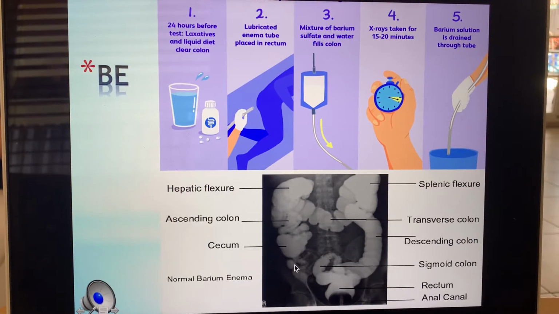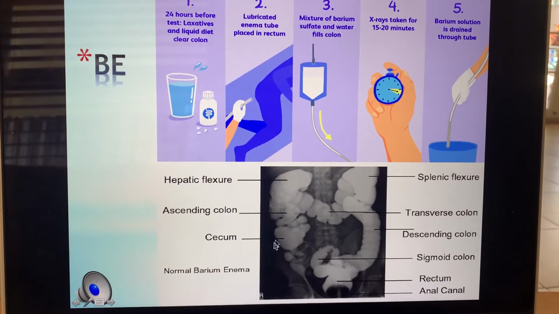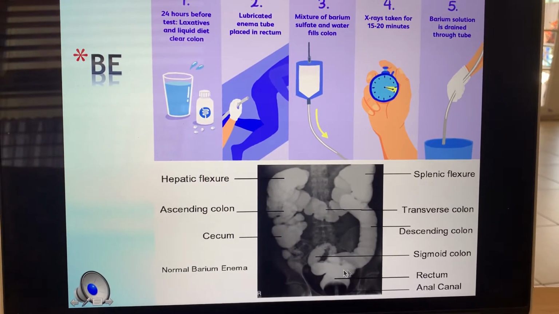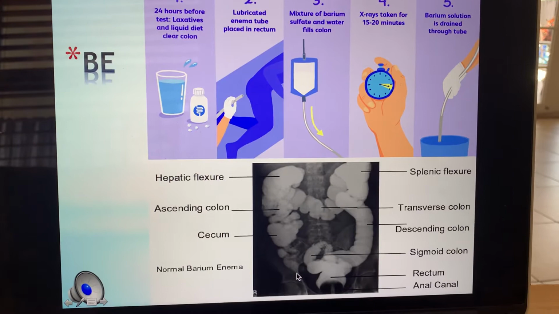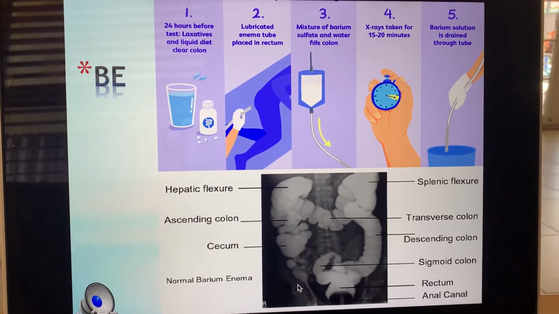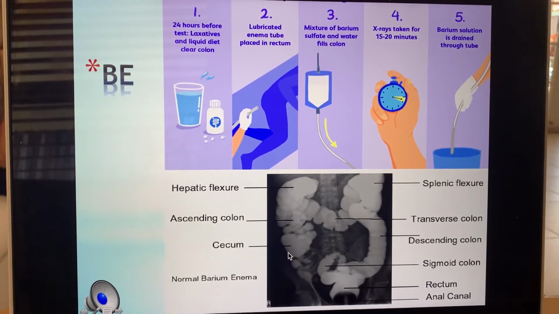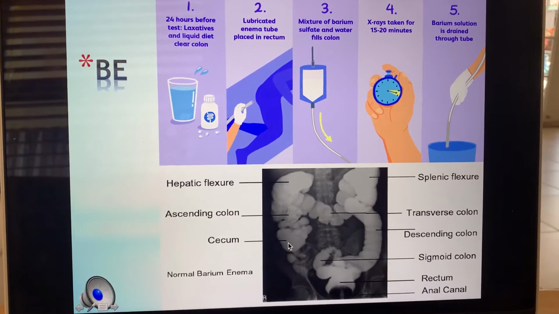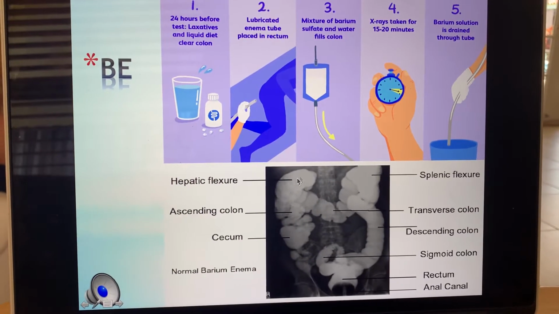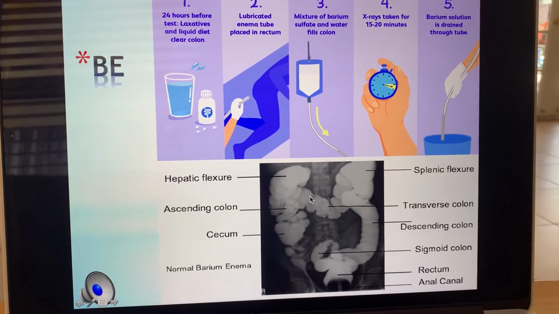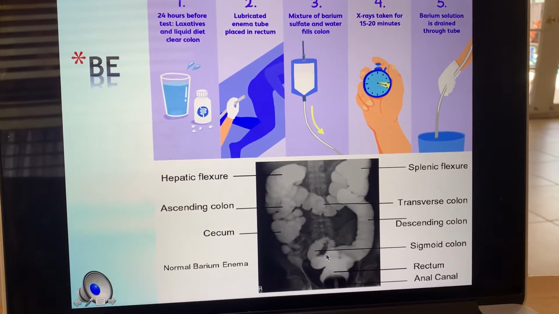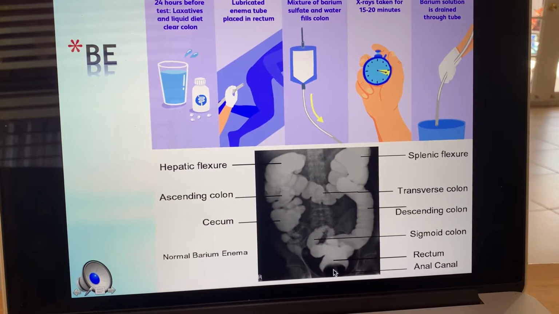Now we have here a radiographic picture of the X-ray taken while doing the barium enema, which, as I said before, is done through fluoroscopy. So here on the right side of the patient, we have the cecum labeled, we have the ascending colon, then the hepatic flexure, then the transverse colon, the splenic flexure, descending colon, sigmoid colon, the rectum, and the anal canal.